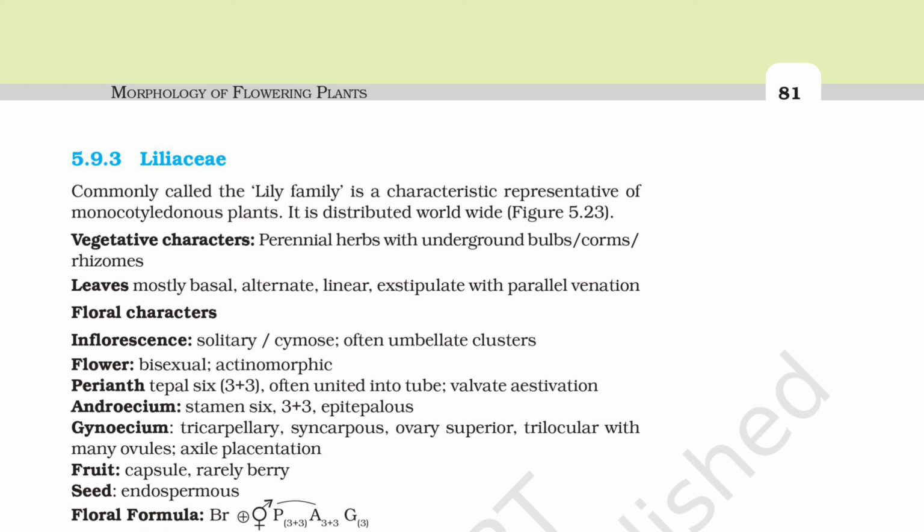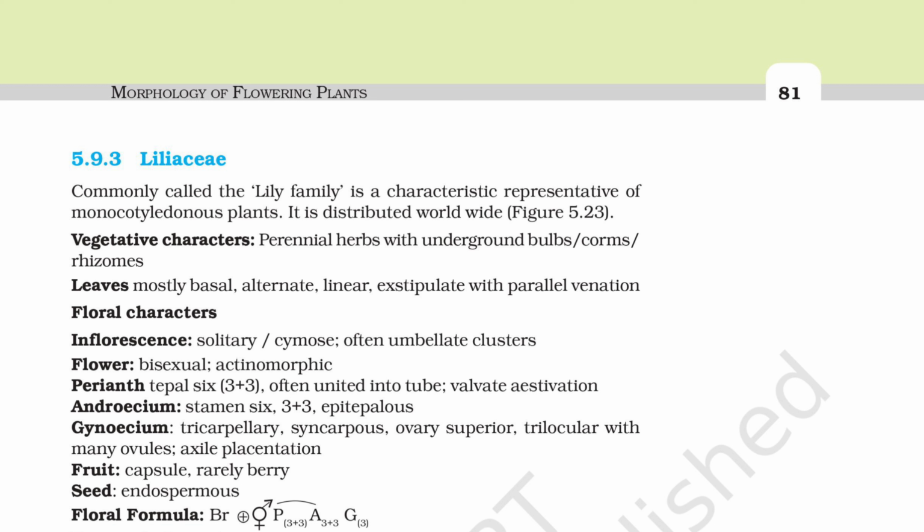Liliaceae, commonly called the lily family, is a characteristic representative of monocotyledonous plants. It is distributed worldwide. Vegetative characters: perennial herbs with underground bulbs, corms, rhizomes. Leaves mostly basal, alternate, linear, exstipulate with parallel venation. Floral characters. Inflorescence, solitary, cymose, often umbellate clusters.